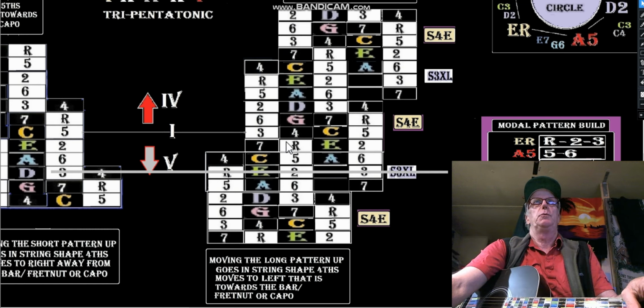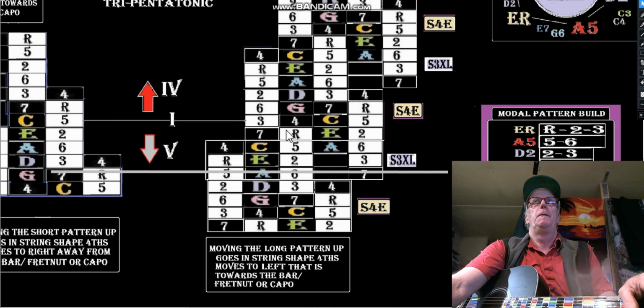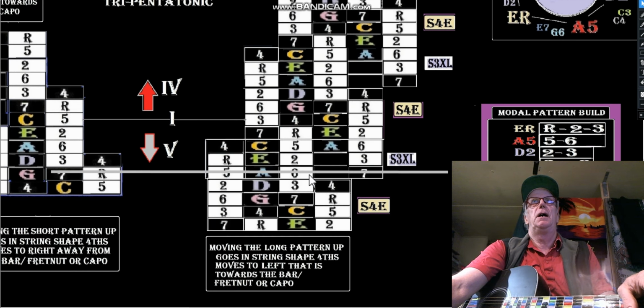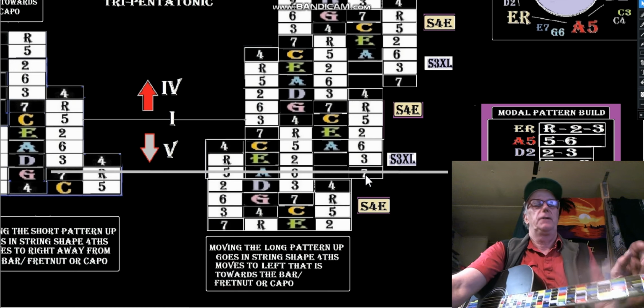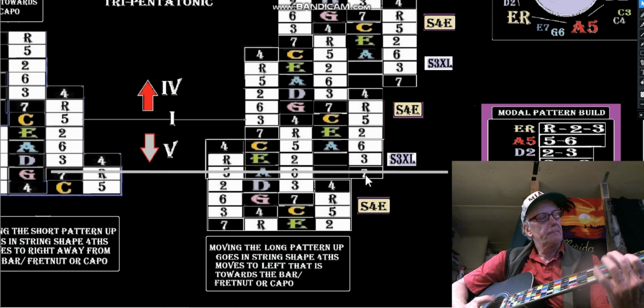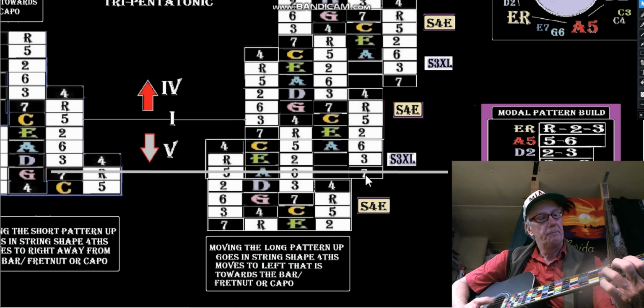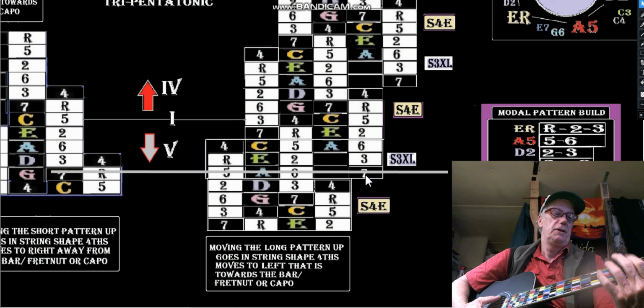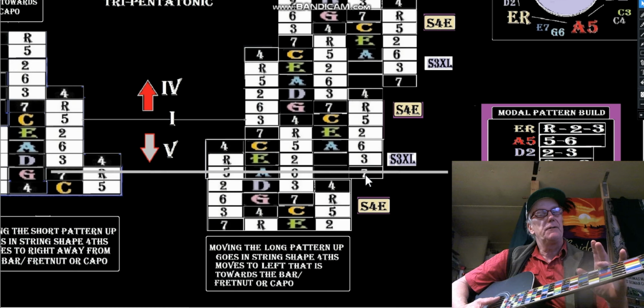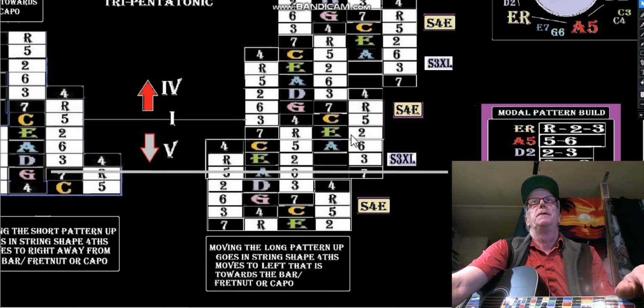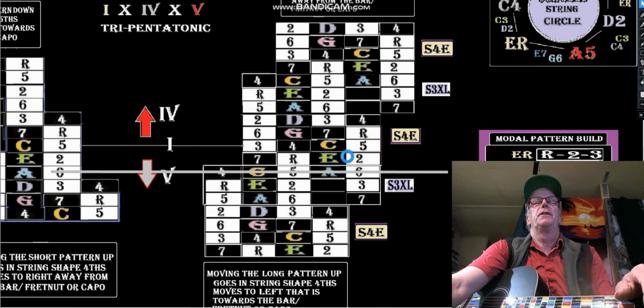So root 2, 3, we want to go to its fourth, move the pattern up. Then the bottom string becomes the fifth. You're playing something like, you want to go to the fourth, but the string underneath that is going to be the fifth now. So here's 5, 6, 5, 6, 7. Root 2, 3, that 5, 6, 7 is relative to the fourth root. That's what it is. And then we move the pattern down for the fifth.